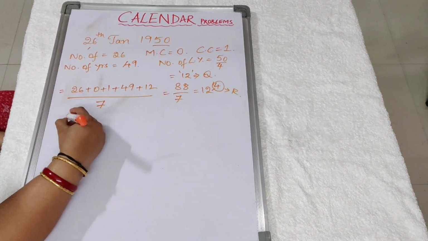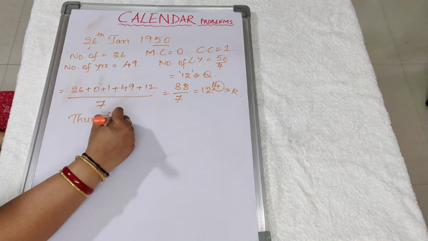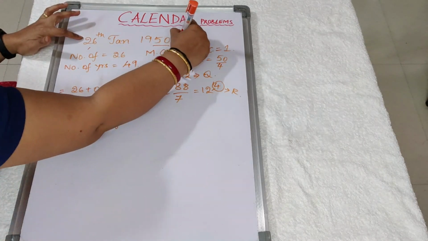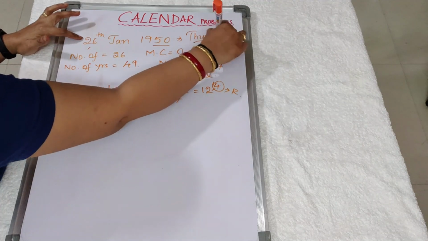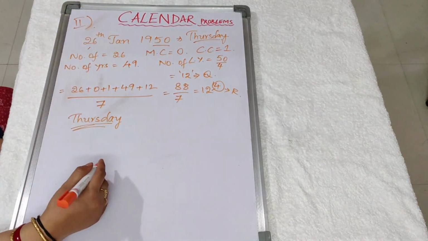Now for 4, what is the code? It is a Thursday. So 26 Jan 1950 is a Thursday. So this is how we solve. So these are the second type of problems that we solve.